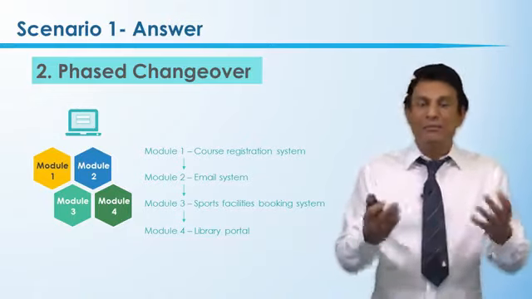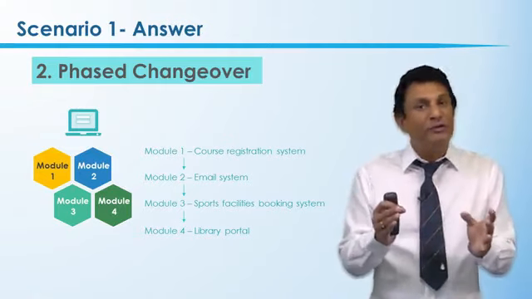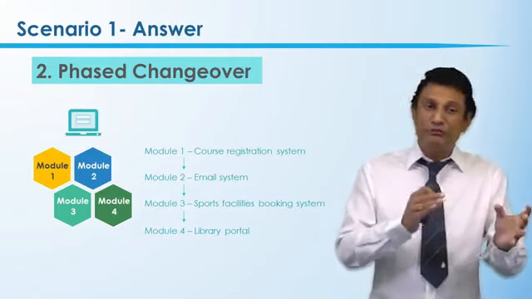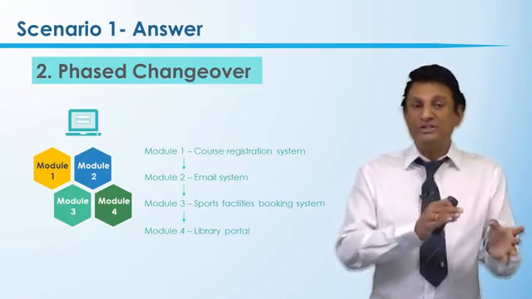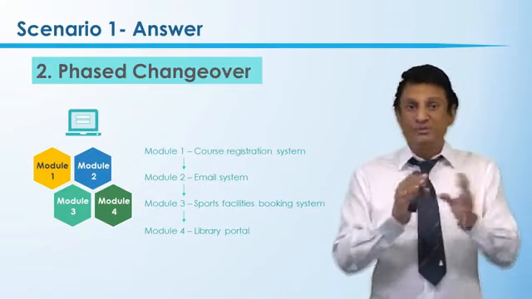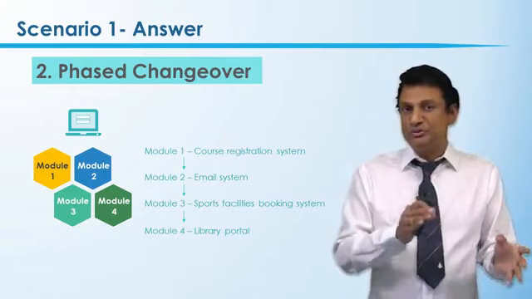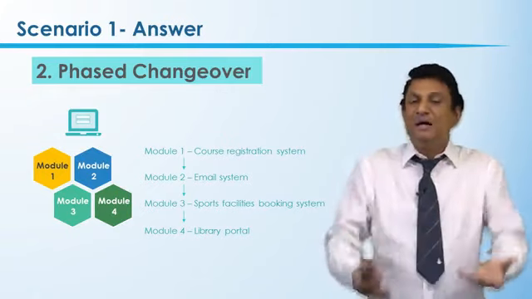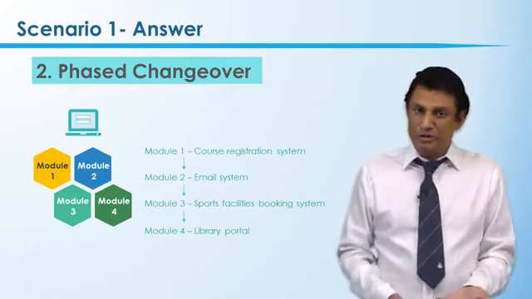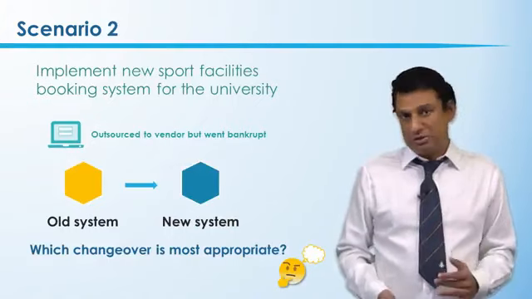So this is an example of what we call phase changeover, or having different phases, where information moves from one system to another system. That means it has interaction: the output of one system could be the input to another system. This is an example of phase changeover. Now we look at scenario 2.